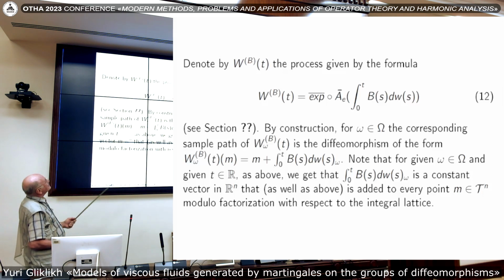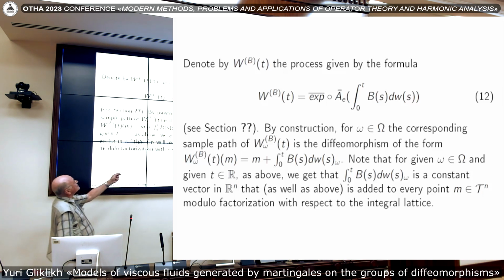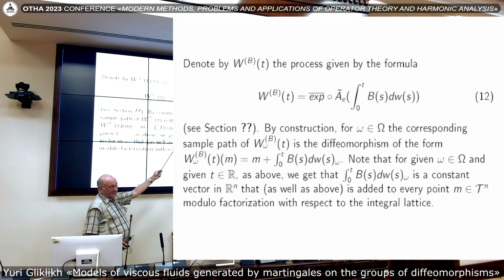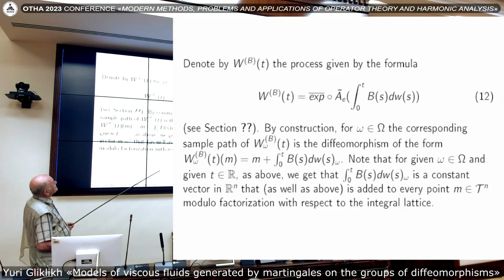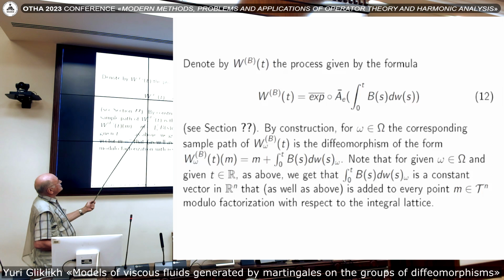Another martingale. Instead of W, we take a stochastic integral of some non-random operator dependent on time and integral eta. It is also a martingale, and its action is described by this formula. To any m, we add this integral.